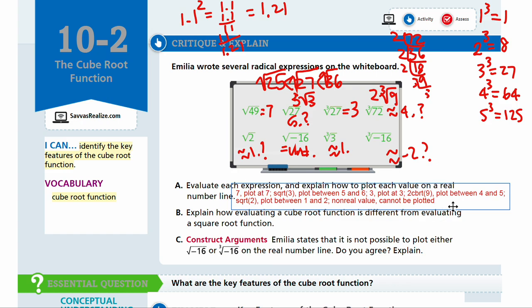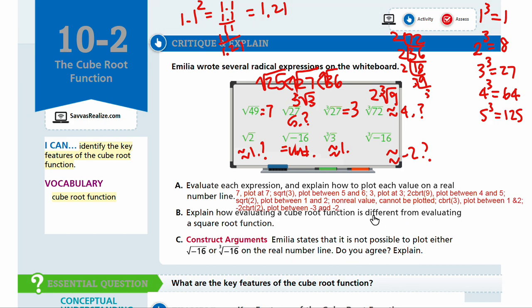And then the next one is, if you simplify, it's just going to be cube root of 3, and you can plot between 1 and 2. And the next one should be -2 cube root of 2, and you can plot between -3 and -2.